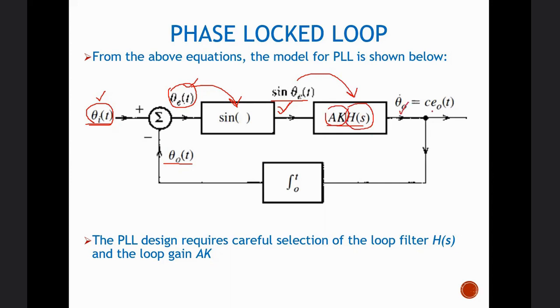This is the output which we get, and we apply this output to the VCO. This is in the form of voltage, and we apply it to the VCO, and so that changes the frequency, or in other words, it changes the phase as well. This process continues, and the phase lock loop tries to lock the frequency of the VCO to the incoming signal.